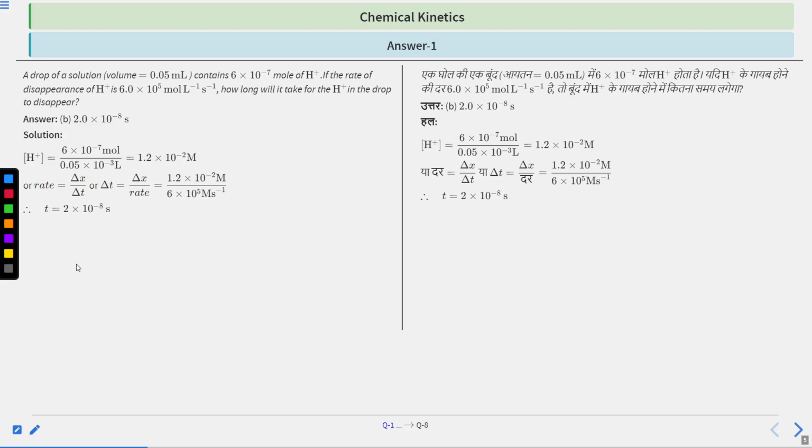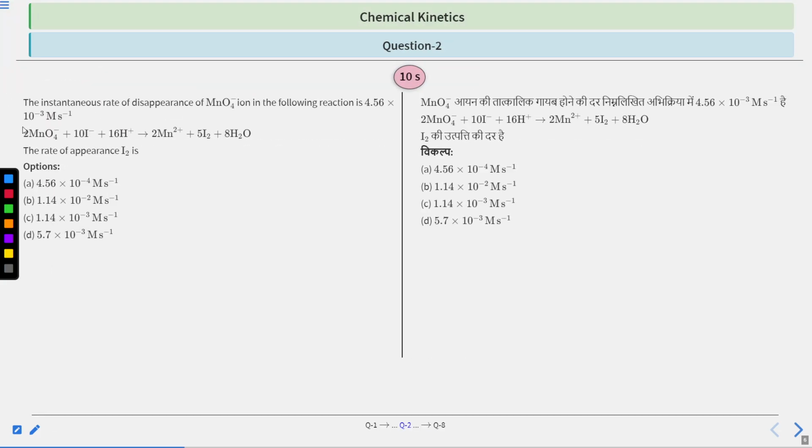Okay, let's move to the next question. Question number 2. The instantaneous rate of disappearance of MnO4 negative ion in the following reaction is 4.56 times 10 to the power minus 3 mole per second.